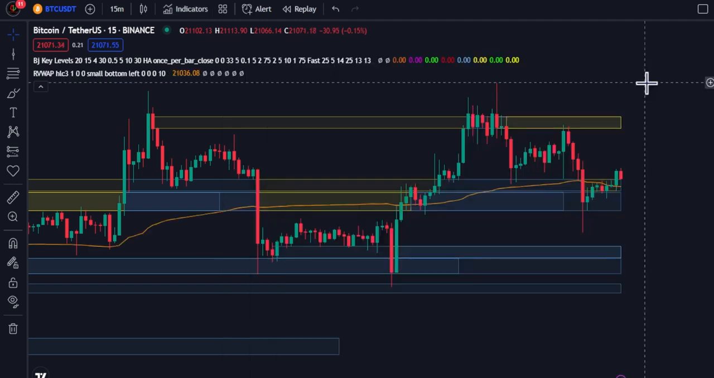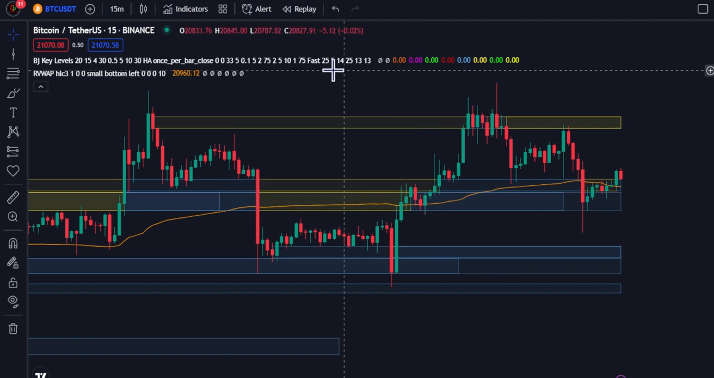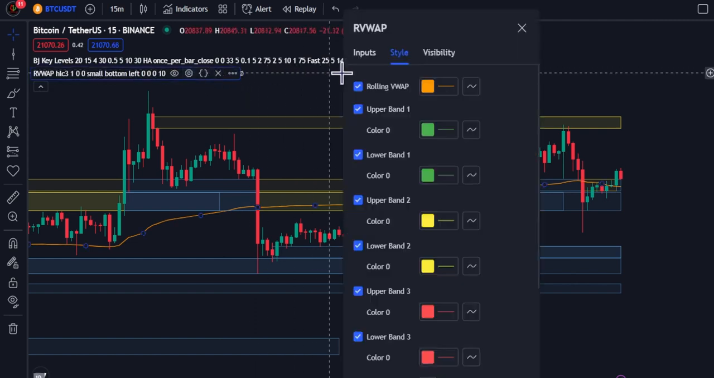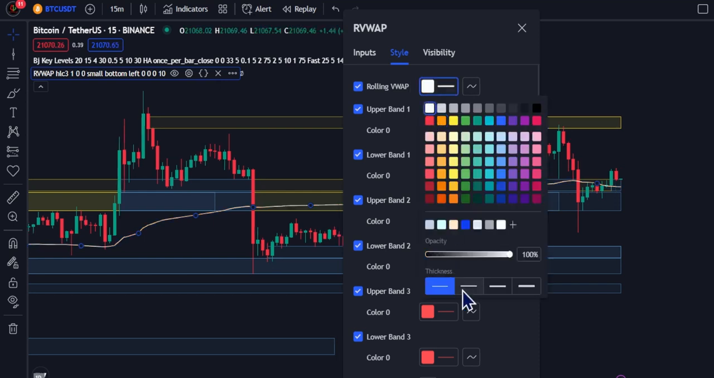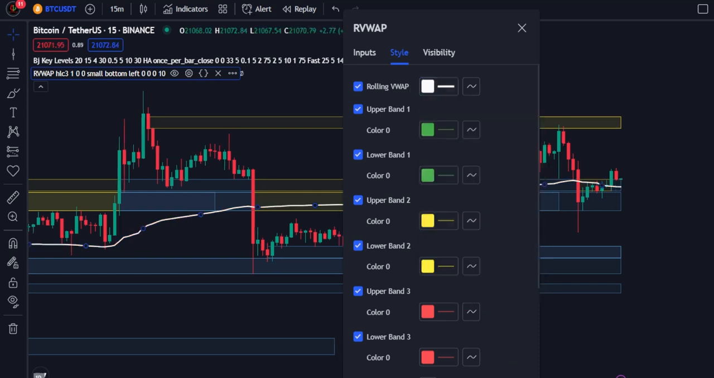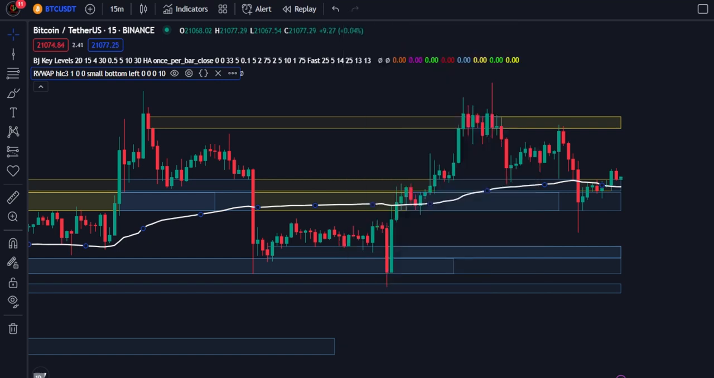Now, let's adjust the settings of the indicator. Go to the indicator settings and click on the Style tab. We will change the color of the rolling VWAP line to make it more visible and increase the line thickness. You can then close the Settings tab.